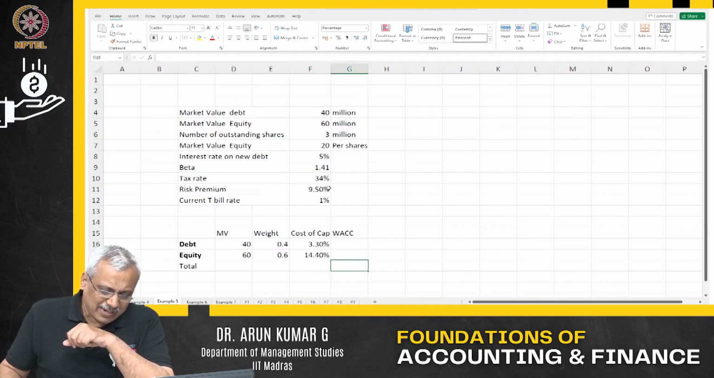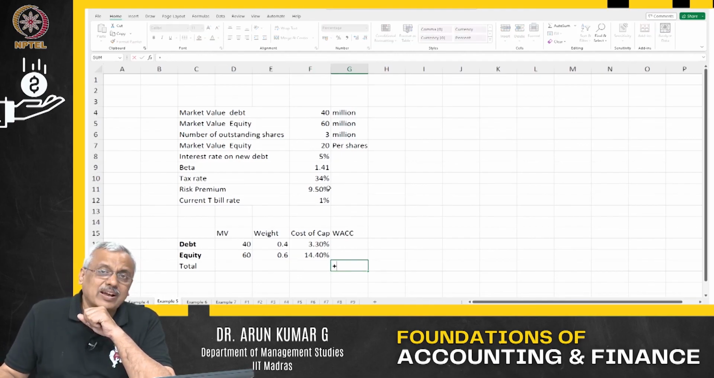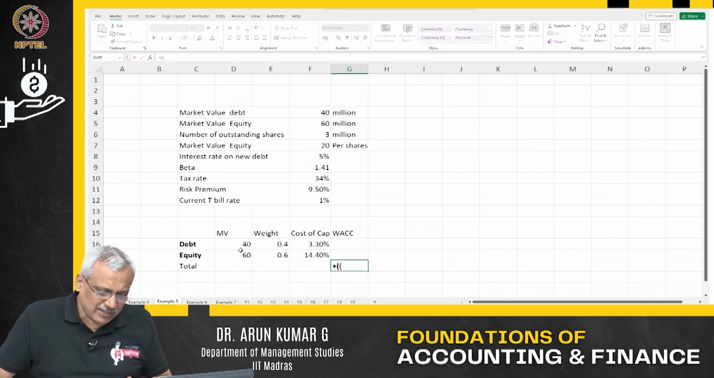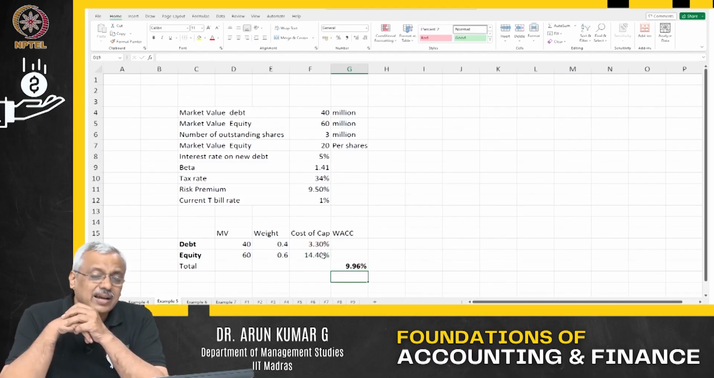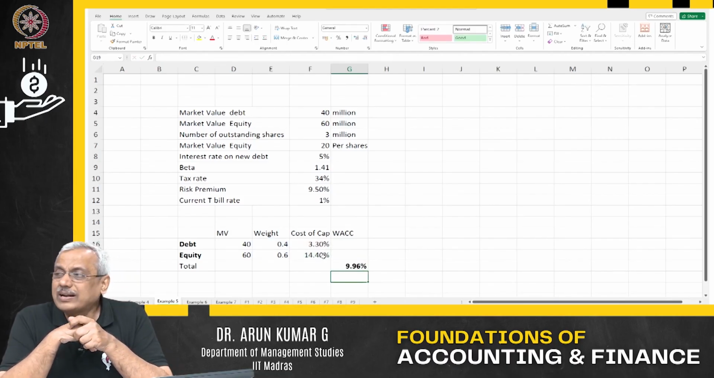What is the WACC in this particular case? Weighted average cost of capital is nothing but 0.4 into the cost of debt plus 0.6 into 14.4, the cost of equity, and that is going to give you the WACC. My WACC in this case is 9.96%, and that is what we arrive at.